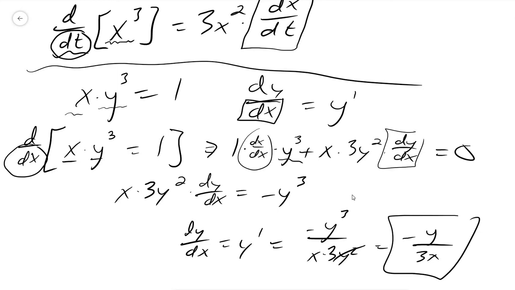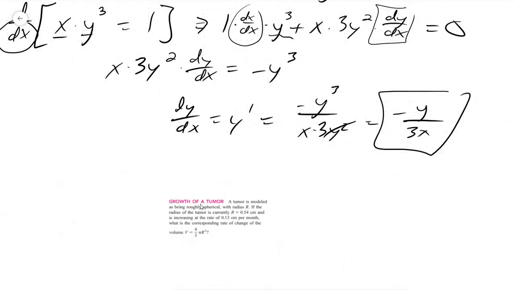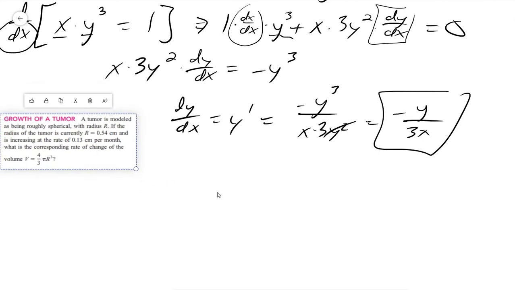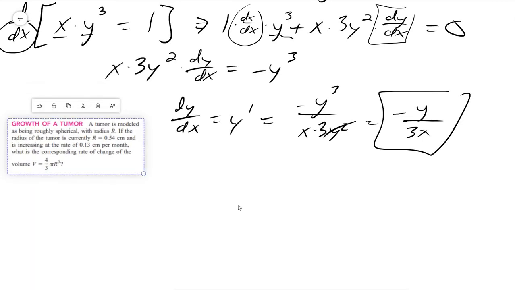Now, you might be asking, how is this ever useful outside of just finding the first derivative? And actually, there are a lot of real-world applications for implicit differentiation. And we're going to take a look at one of those problems right now. Let's say that we know a tumor is modeled as a spherical shape with radius r, and we know that the radius of the tumor is currently 0.54 centimeters, and it's increasing at a rate of 0.13 centimeters per month. So what is the corresponding rate of change of volume? How fast is this thing growing in volume per month?